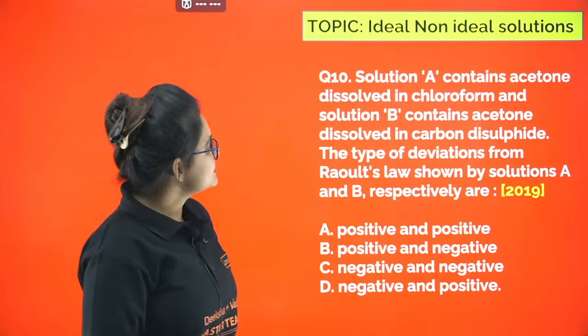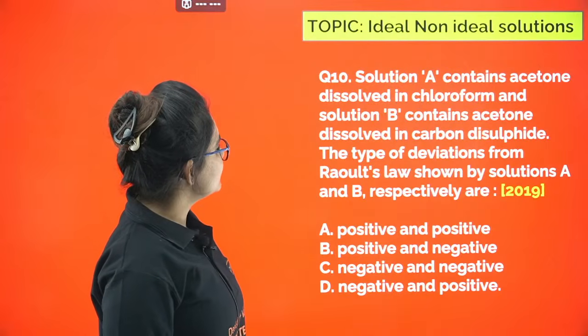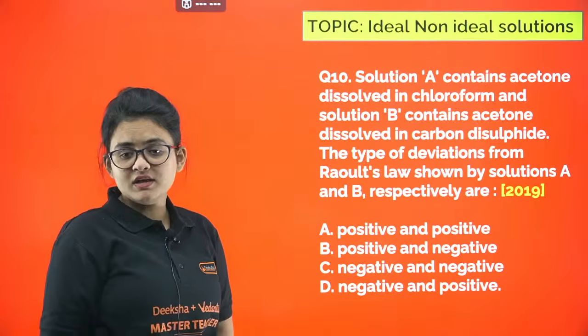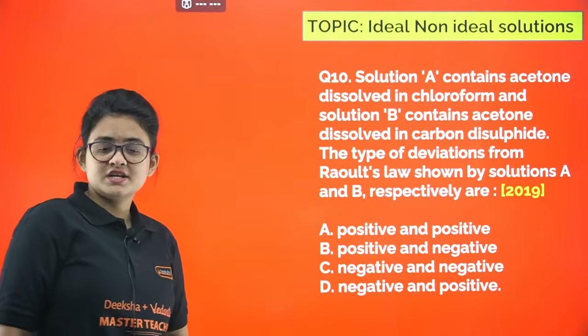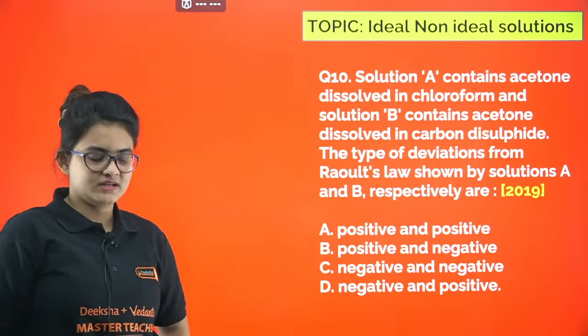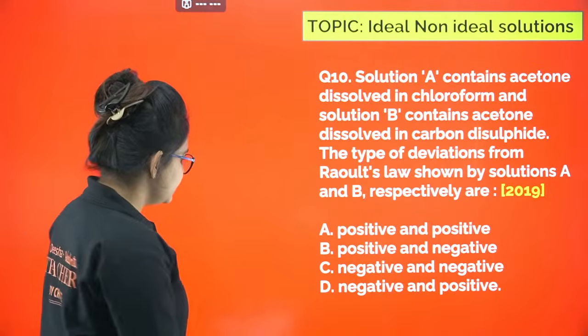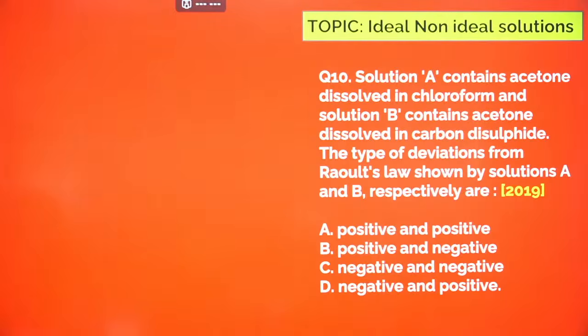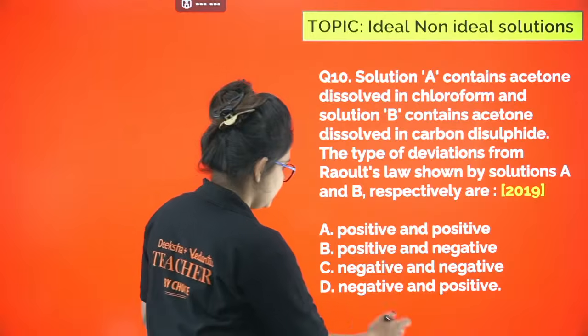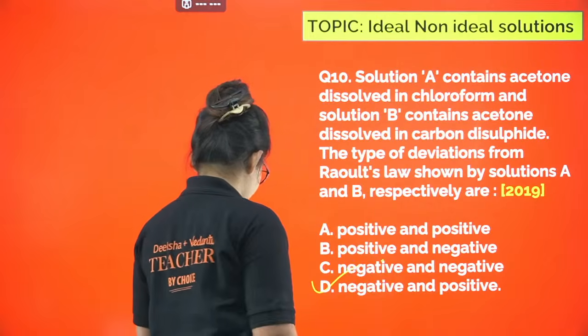Next, B contains acetone dissolved in carbon disulfide. Here you can see it's a positive deviation of Raoult's law. Individual interaction is more than that of the AB interaction. Okay, so I guess it's clear to you. So your correct answer is going to be negative, positive, option D.